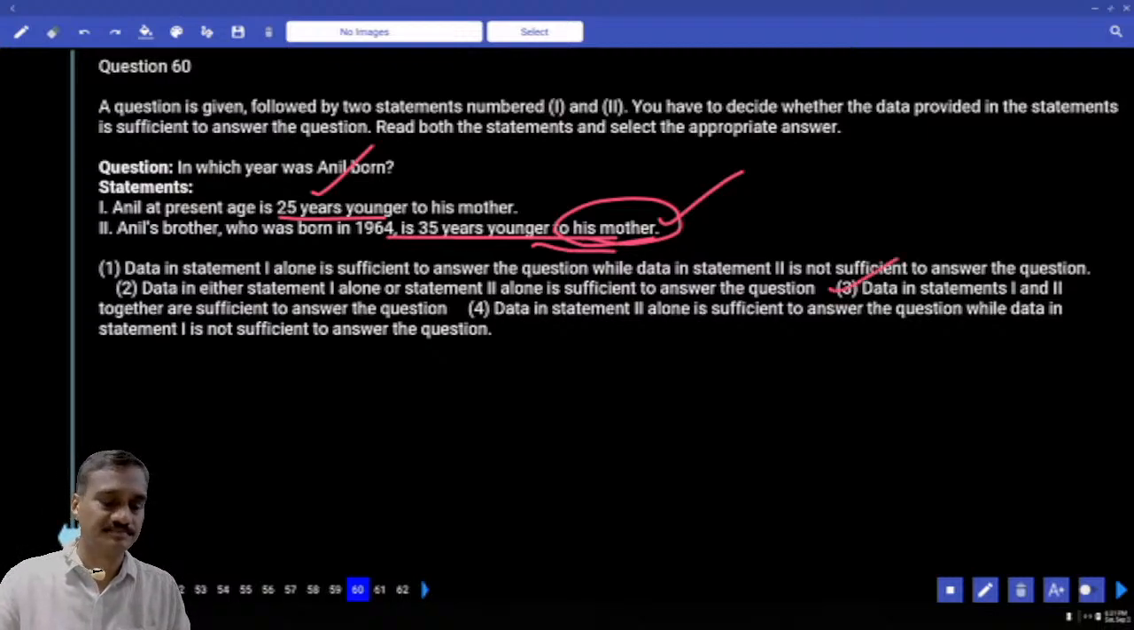Clear? Question number 60. And next is English.